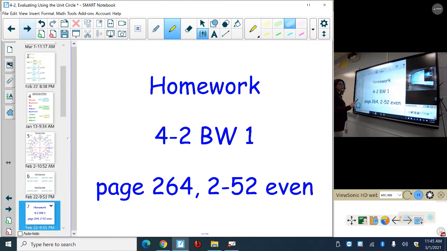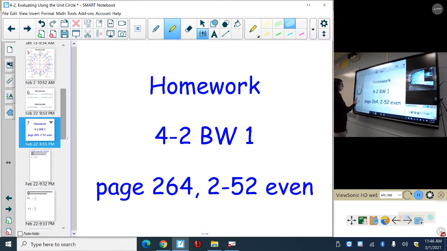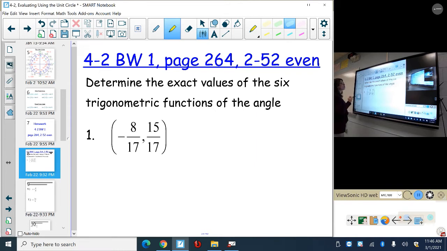Tonight's homework is 4.2, bookwork 1, page 264, 2 through 52 even. Now, obviously I haven't been recording for very long, so we're going to go right into your homework and start that. So 4.2, bookwork 1, page 264, 2 through 52 even.